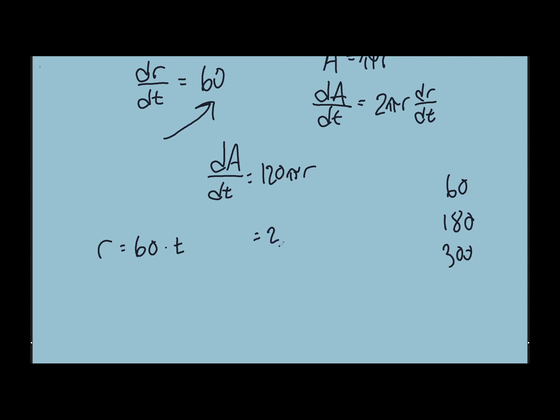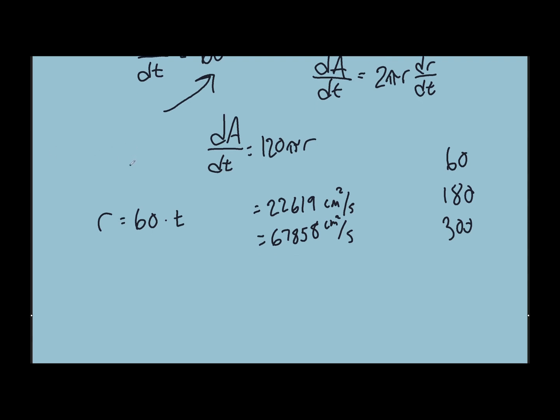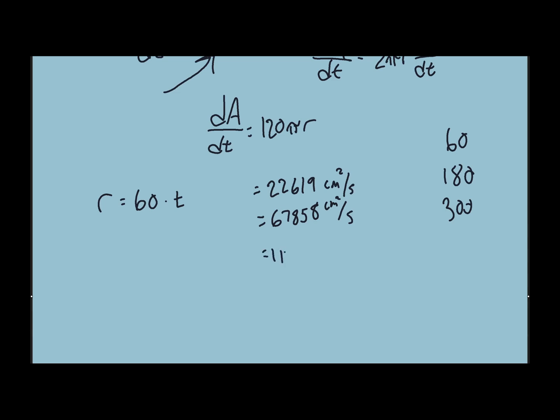The first answer for 60 after 1 second is like 22,619 centimeters squared per second. And after 3 seconds is like 67,858 centimeters squared per second. Notice that's an area per second. It's the change in area per second. Your units should make sense. And the next one is going to be 113,097 centimeters squared per second. I didn't bother putting in the decimals because you can calculate this yourself, right?